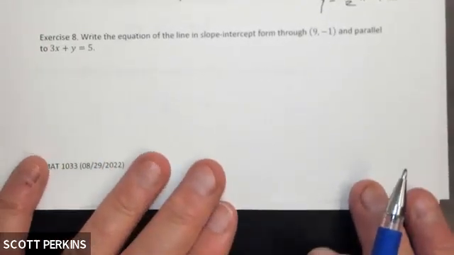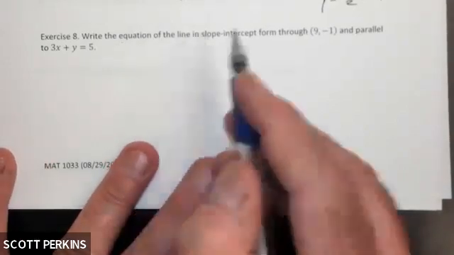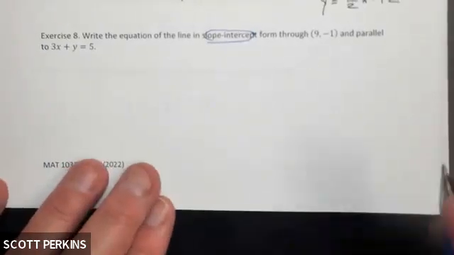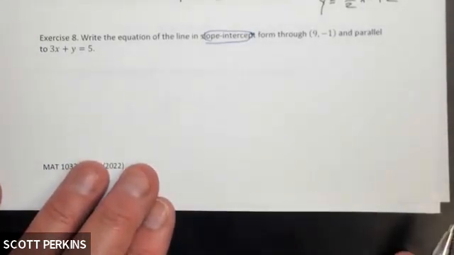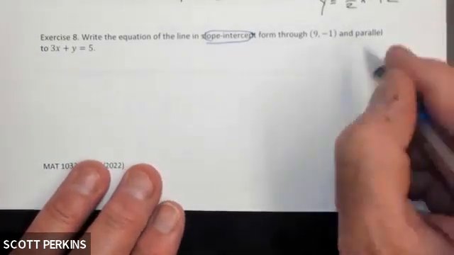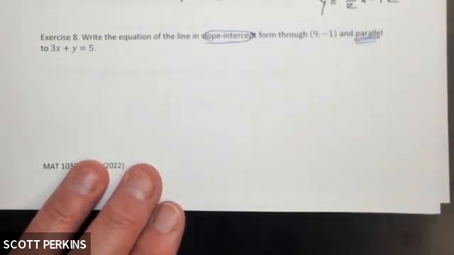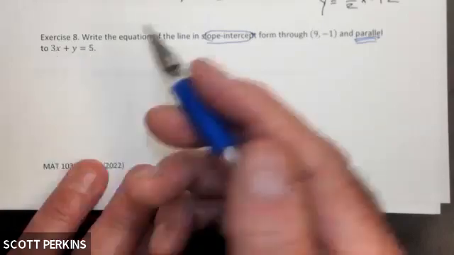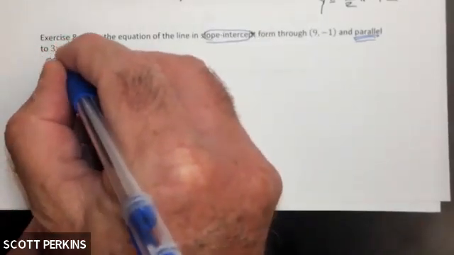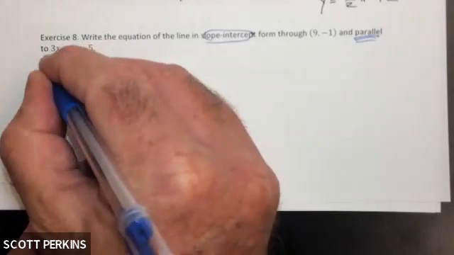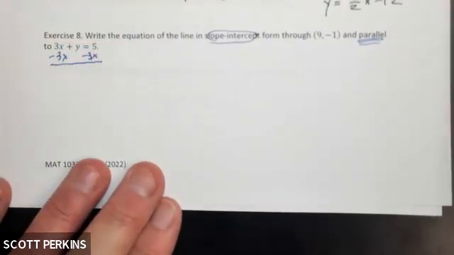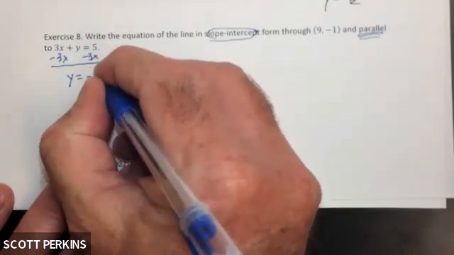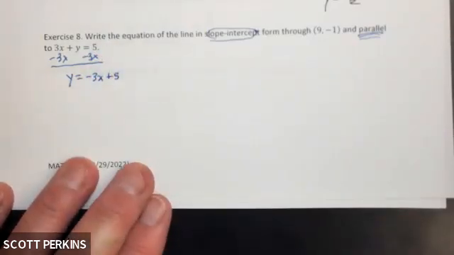Okay, so one more time, we're going to write the equation of the line, again in slope-intercept form, so I'll keep that in mind. It's through the point (9, -1), great. And parallel, okay, parallel means equal slopes, parallel to this line right here. So I'm going to find the slope of this line by solving it for y, which I tried to be reasonable on this one because I know you've done a lot of problems. All this is subtract the 3x, and I get y is -3x plus 5.